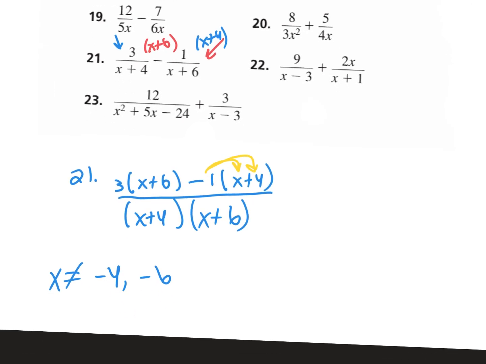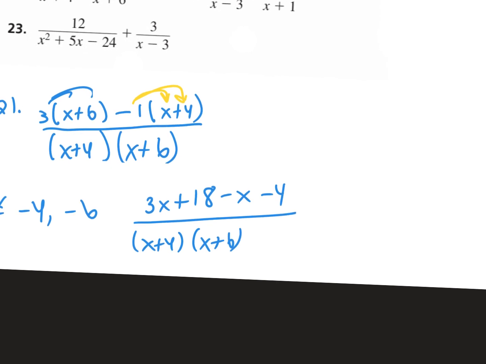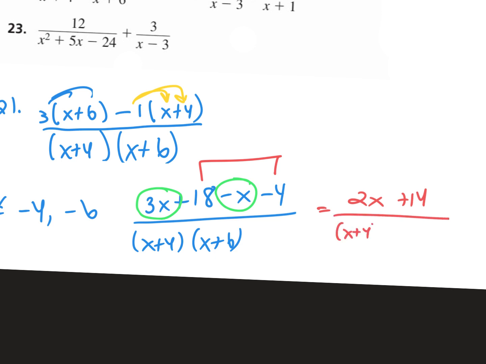So now we can simplify a little bit. Let's distribute this 3 first. So you have 3x plus what? 18 minus x minus 4, because we distributed that negative sign. And then I have x plus 4 on the bottom and x plus 6. So let's combine like terms. What's 3x minus x? 2x. And then what's positive 18 and a negative 4? What's 18 minus 4? So plus 14, over x plus 4, x plus 6.